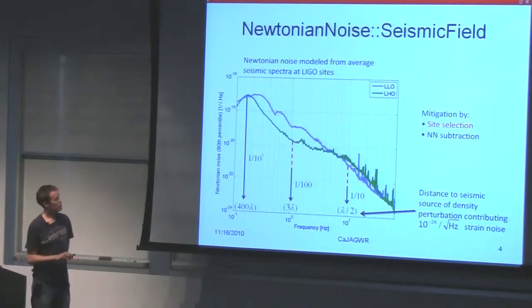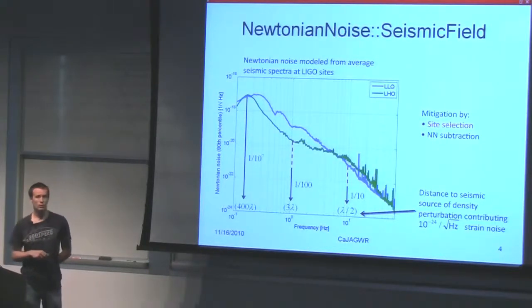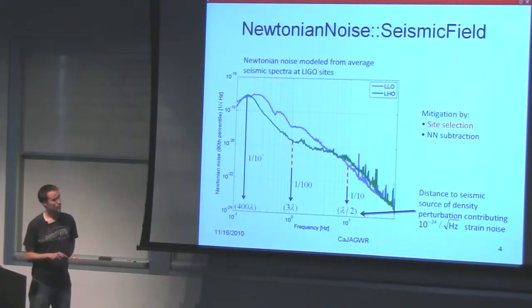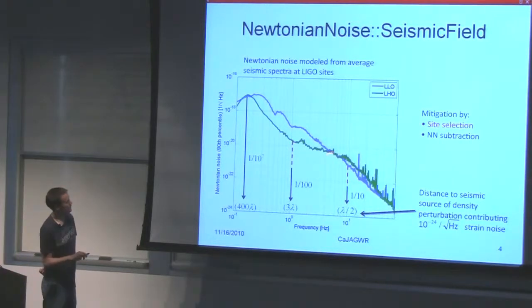Now, in general, there are two options. First of all, you can gain a lot by going to a quiet site. But then it will turn out that you still have to remove some of the Newtonian noise if you want to come down to 10 to the minus 24. And this is by doing Newtonian noise subtraction. And here I indicated how this may look.